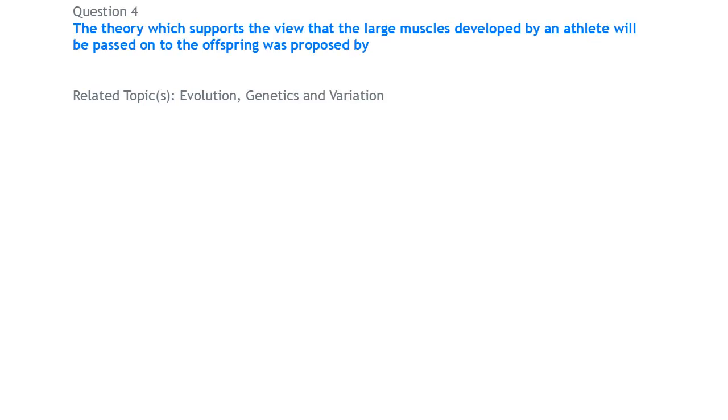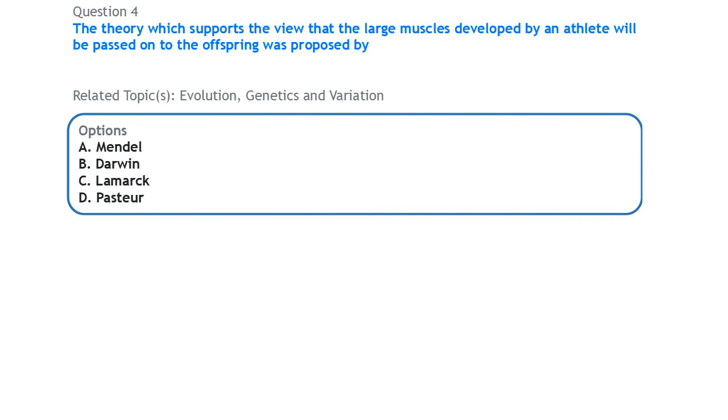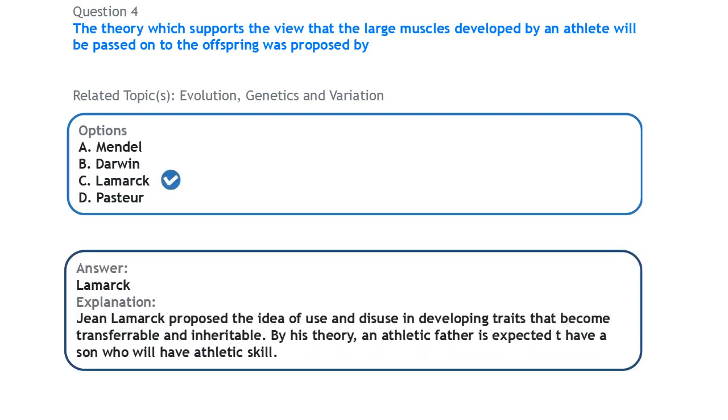Question 4. The theory which supports the view that the large muscles developed by an athlete will be passed on to the offspring was proposed by Lamarck. Lamarck was the one that proposed the idea of what we call the use and disuse of traits. What that suggests is that the trait that, let's say, the parent of an organism has, the offspring would have that same trait.